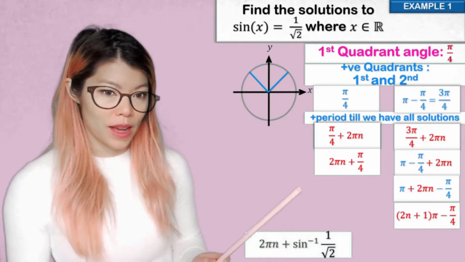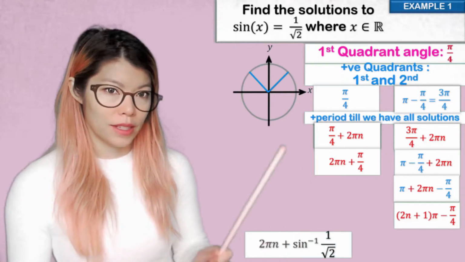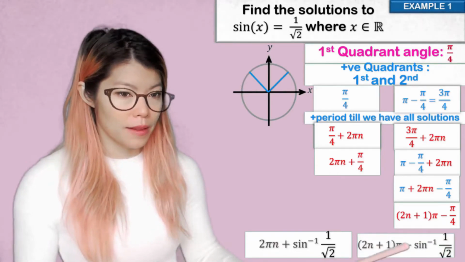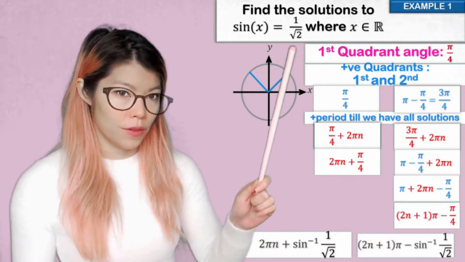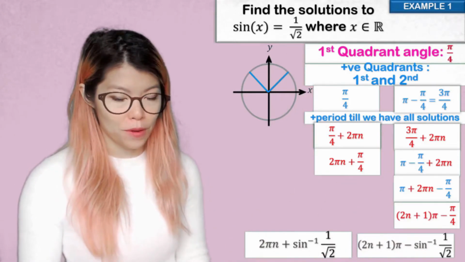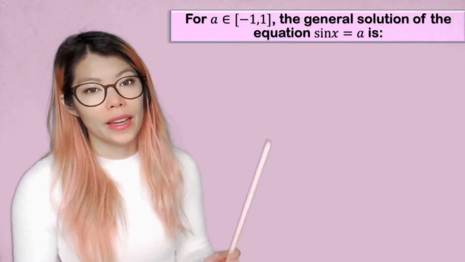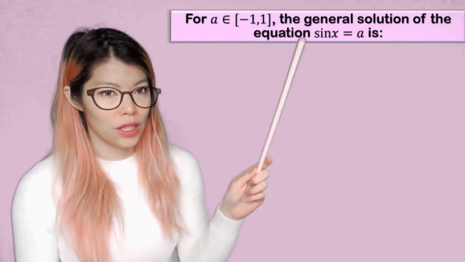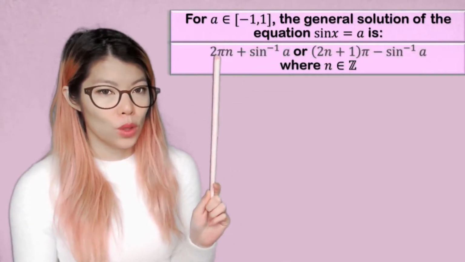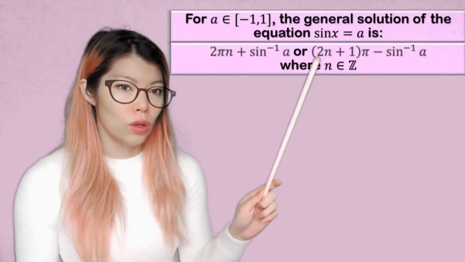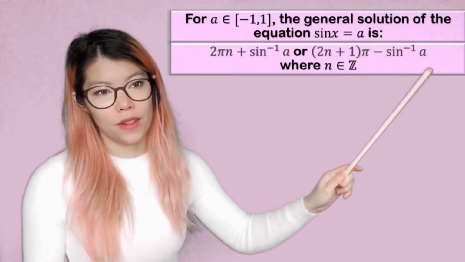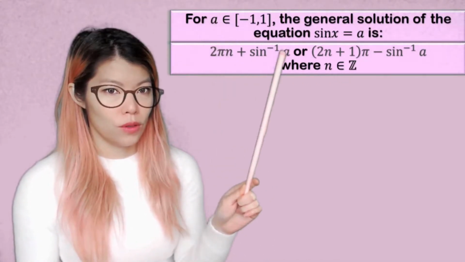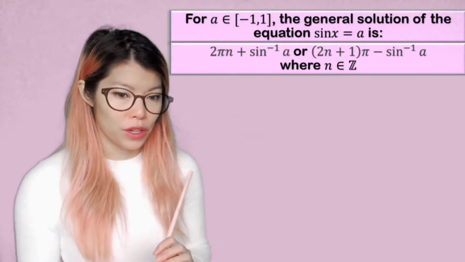So we can write the formula as 2 pi n plus inverse sine of 1 over root 2, and 2n plus 1 pi minus sine inverse of 1 over root 2, because that's equal to pi on 4. So we can summarize that to say that for a between -1 and 1, the general solution of the equation sine x equals a is going to be 2 pi n plus sine inverse a, or 2n plus 1 pi minus sine inverse a, where n is an integer. So a is your 1 over root 2 in the previous question.